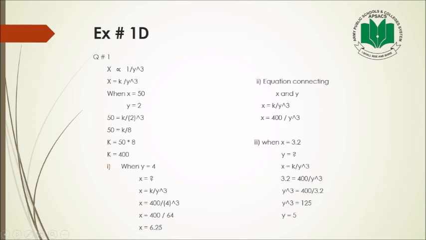Now to remove the cube, we will take the cube root on both sides. Y is equal to the cube root of 125. Cube root of 125 is 5. So the answer will be 5.